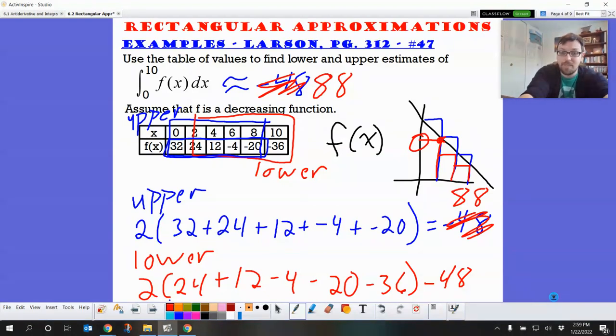So it's somewhere between. So -48 is approximately equal to the integral of f of x dx. So it's somewhere between -48 and 88. And that change happens because we're swapping out that -36 with a positive 32. Man, I keep talking negative. So 32 or -36. That's a wildly different value to be using. So we get wildly different estimates for the area underneath that curve.